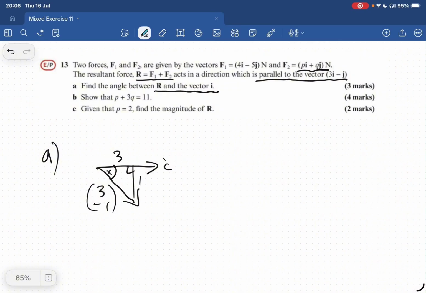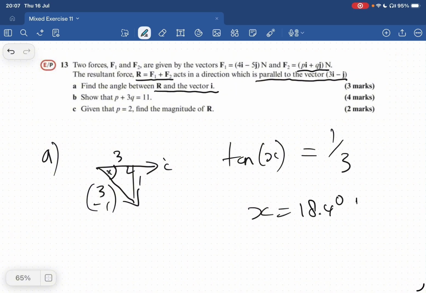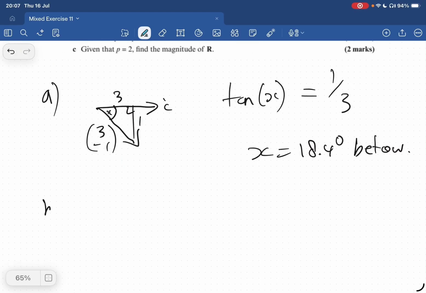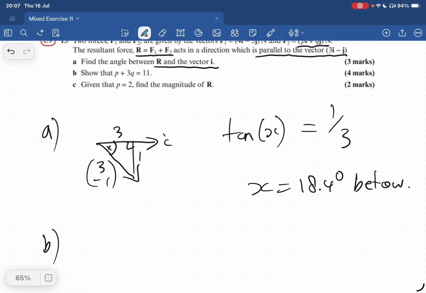Well, we draw out our triangle, then we use SOHCAHTOA. We've got the opposite and the adjacent, so we've got tan inverse of a third, which is 18.4 degrees. We're going to specify that this is below i. Perfect. Now part B. Show that p plus 3q is 11.